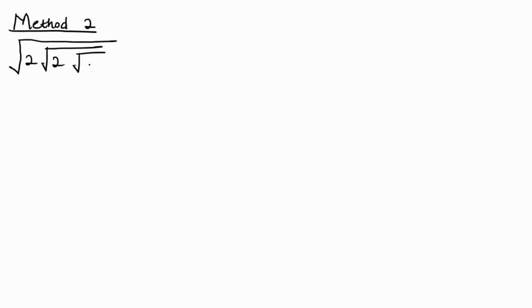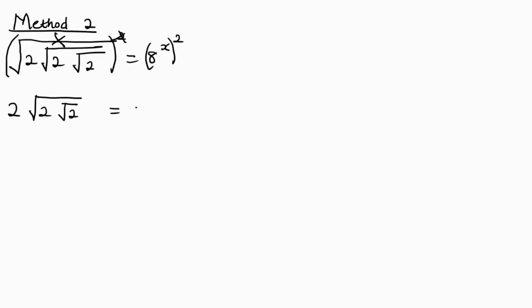So let's go into method 2. The next method that you can use to solve this is method 2. The first thing we want to do is to simply square both sides. We have our equation to be the root of 2 into the root of 2 into the root of 2, which is equal to 8 raised to the power of x. So squaring both sides, this is going to cancel out this, and we have 2 into the root of 2 into the root of 2, which is equal to 8.